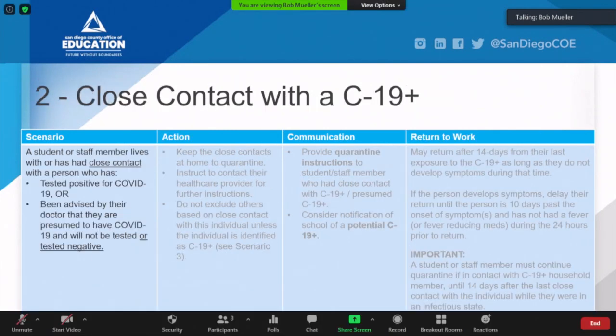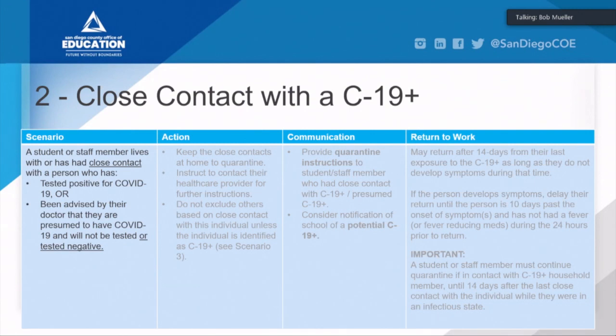So the second scenario is a close contact with a COVID-19 positive. So we said earlier, close contact is generally defined as being within 6 feet of a person who has COVID-19 for 15 minutes. But that's more of a guideline. And really, when you get into contact tracing, public health services would help you identify who close contacts are.